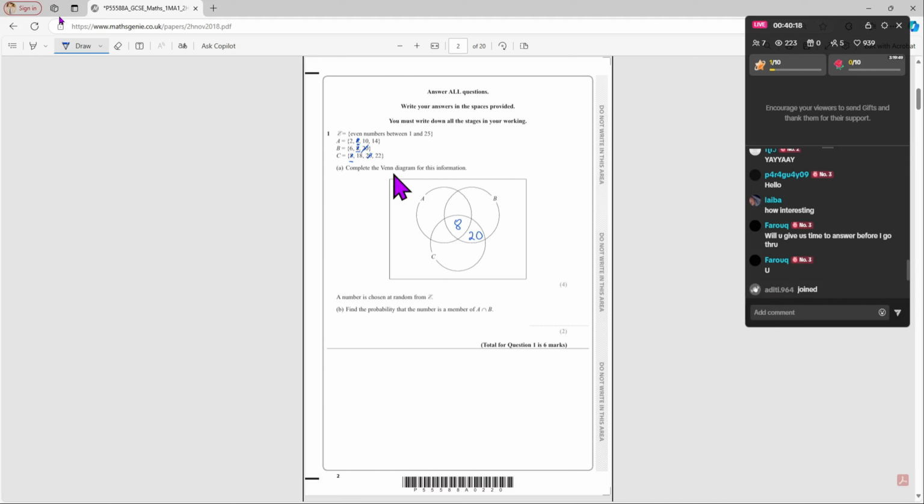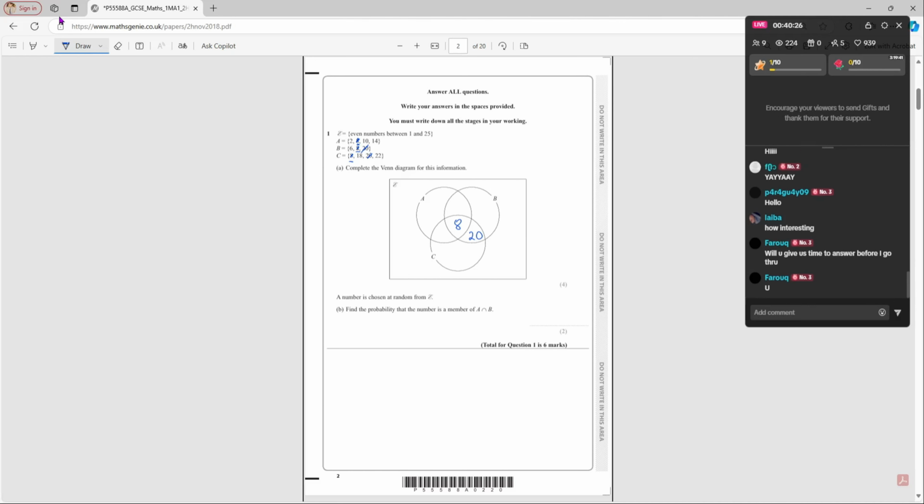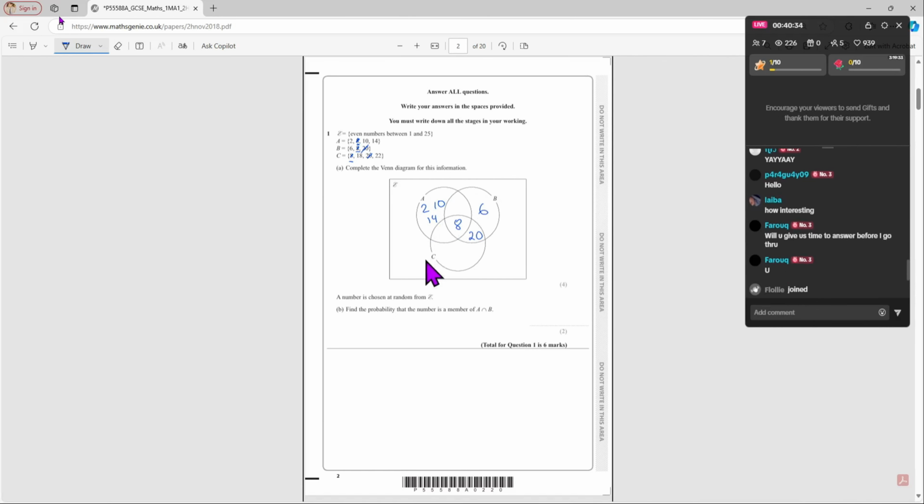Once you have worked out whether there's a common number or no common numbers, the remaining numbers you put into their own circles. So A is going to be 2, 10, and 14. Then B is just 6. And then C is 18 and 22.